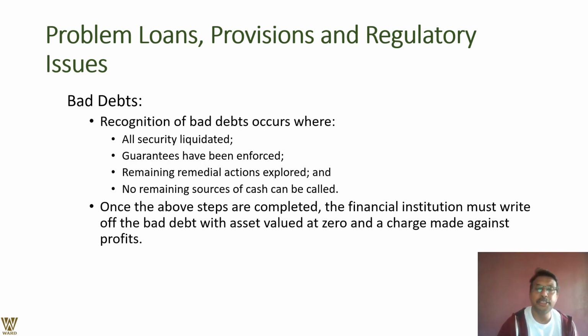Bad debts: recognition of bad debts occurs when all security has been liquidated, guarantees have been enforced, remedial actions have been explored, and no remaining sources of cash can be called upon. Once these steps are completed, the financial institution must write off the bad debt with the asset value at zero and a charge made against the profit then and there.